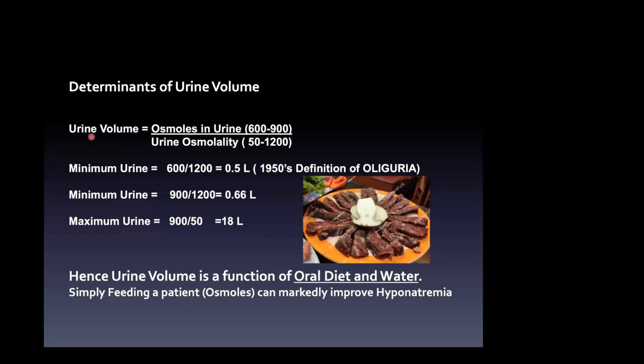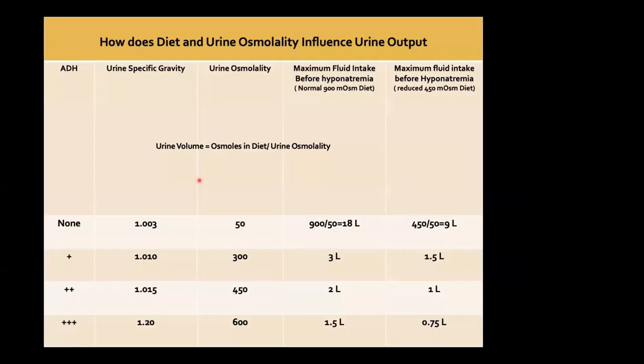And if you have patients with hyponatremia, all you have to do is increase the urine volume. And you can do it in two ways. Number one is to increase the osmoles that you excrete in the urine, or number two, by decreasing the urine osmolarity, okay? So this slide, once again, shows the same thing you can see over here.